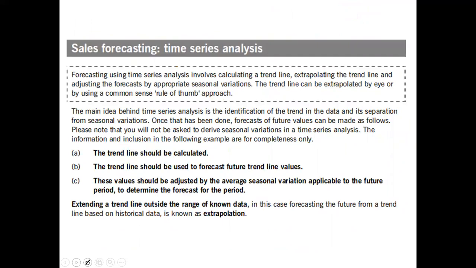Good. Let's read this together. Forecasting using time series analysis involves calculating the trend. Now you know how to calculate the trend there. Extrapolating the trend line and adjusting the forecast by appropriate seasonal variations. So now I want to talk about what? Appropriate seasonal variations. The trend line can be, as Mr. Kayula has told us, we can do what?